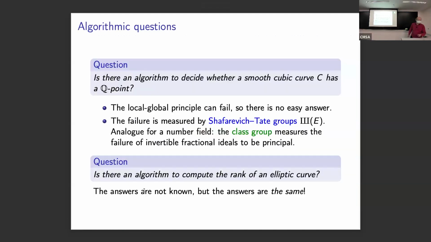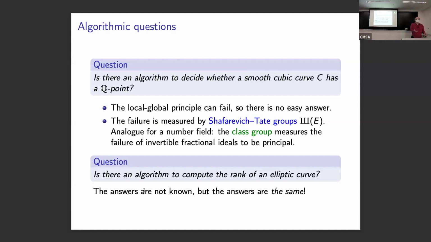All right, so there are some algorithmic questions here. First of all, can you actually compute that table? Obviously it's been computed, but in general, if I give you a smooth cubic curve, there are two questions. One is whether you can do the analog of what Legendre did for conics. Can you decide, given a smooth cubic curve, whether it has a rational point or not? And it's not known how to do that. It's not an easy question.